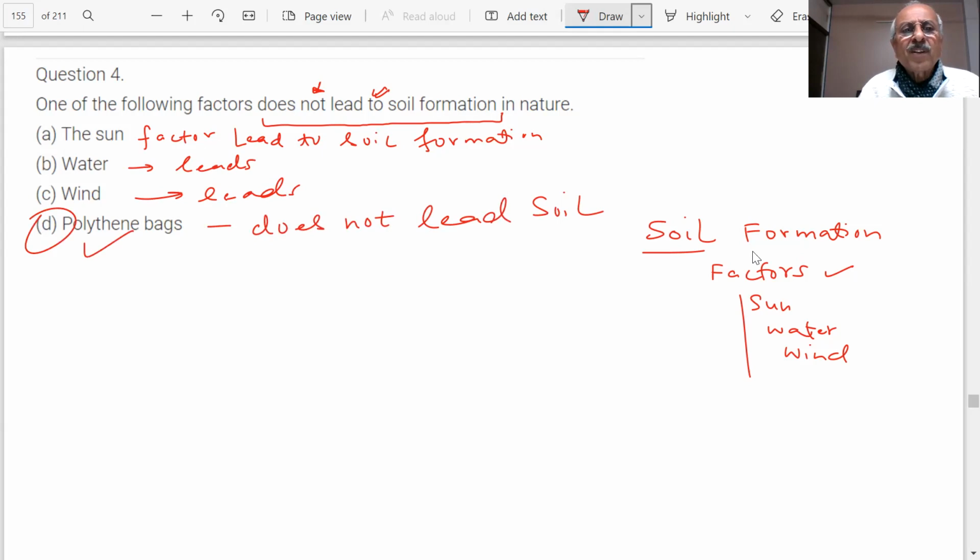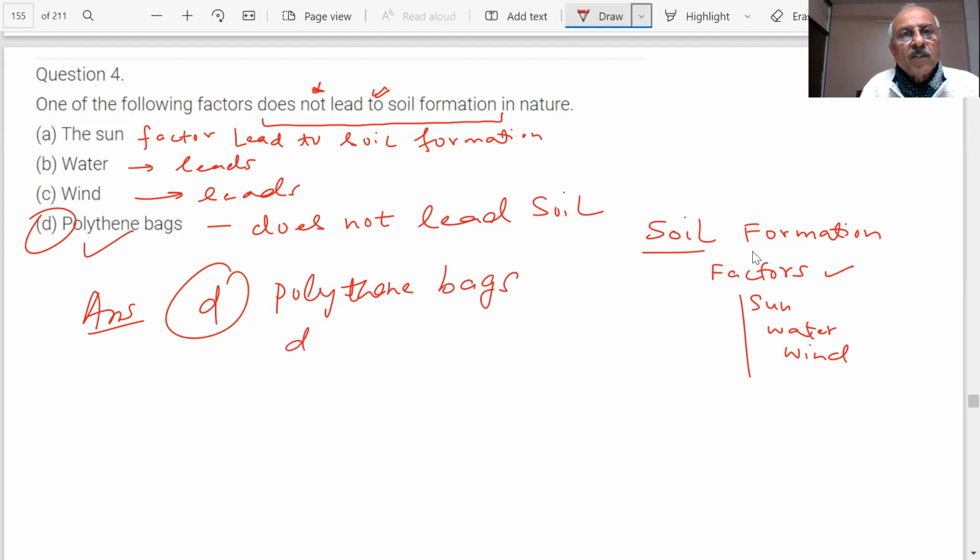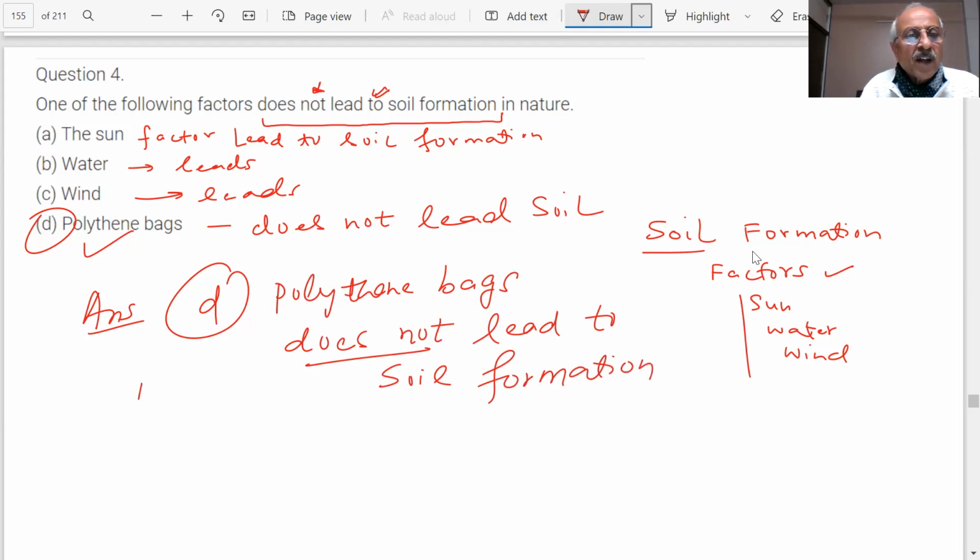Polythene bags are non-biodegradable and are already causing a lot of problems. They will last for many years, and they are not going to do anything with the formation of the soil. The answer is D, that is polythene bags. Okay? Does not lead to soil formation. That is the correct answer given by the students, who are getting 1 full mark for that.